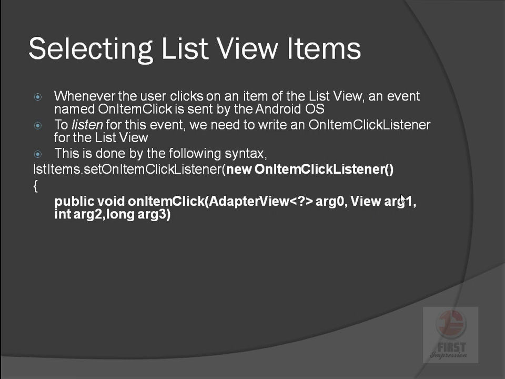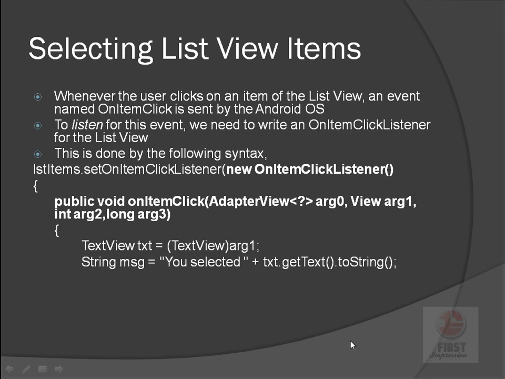So in our case, whatever view is clicked, we have to first convert that view into a text view, get the text from that and display it on the screen. To do that, we'll first convert this arg1 into a text view, because whatever we are seeing on the screen is in the form of a text view. So we'll say text view txt equals text view arg1, this is the first argument, that is the view argument. Then we have to have a message by saying you selected txt, that is the text view, dot get text dot toString, and we'll toast this thing at the output.